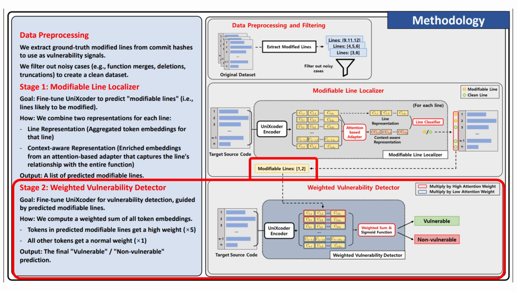Okay, so for our main goal, predicting if the whole function is vulnerable, we fine-tune our second component, the weighted vulnerability detector. And here's the key part. We force this detector to pay way more attention to those predicted modifiable lines. In our paper, we applied a 5x weight to them when making the final decision. This weighting forces the PLM to focus on these high-risk areas during both training and prediction.